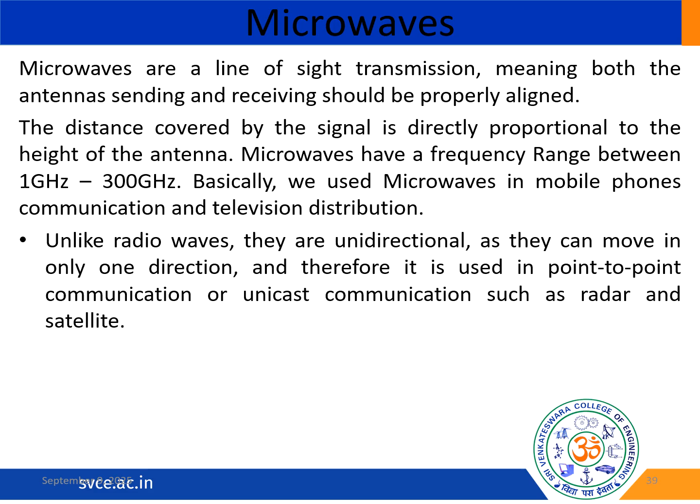Next we'll see about microwaves. Microwaves are a line of sight transmission, which means both antennas, which send and receive data, must face each other. Microwaves are used in mobile phone communication and television distribution. The distance covered by the signal is directly proportional to the height of the antenna. Microwaves have a frequency range of 1 gigahertz to 300 gigahertz, and are basically used in mobile phone communication and television distribution.